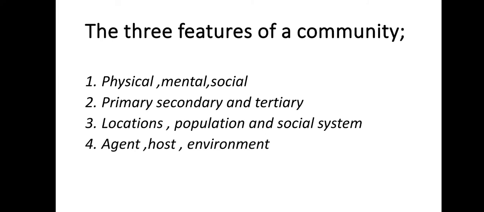Next question. The 3 features of a community. First option, physical, mental, social. Second option, primary, secondary and tertiary. Third option, locations, population and a social system. Fourth option, agent, host, environment. Okay, what will be the answer here?